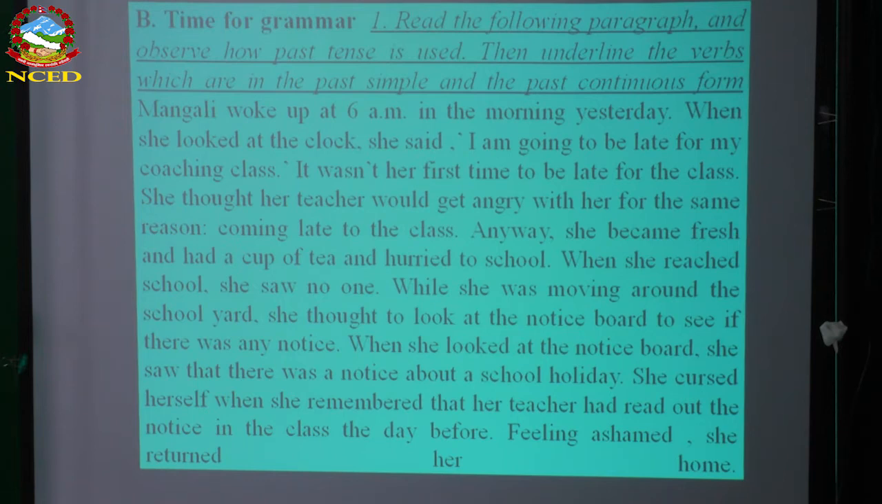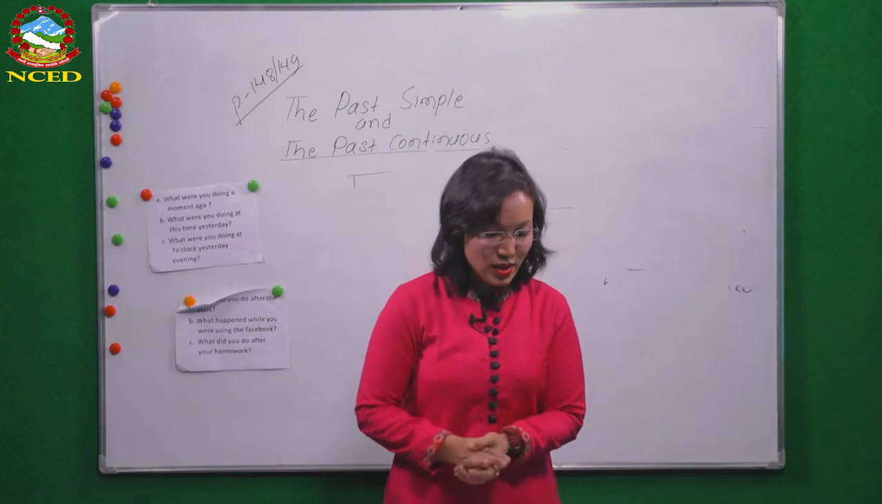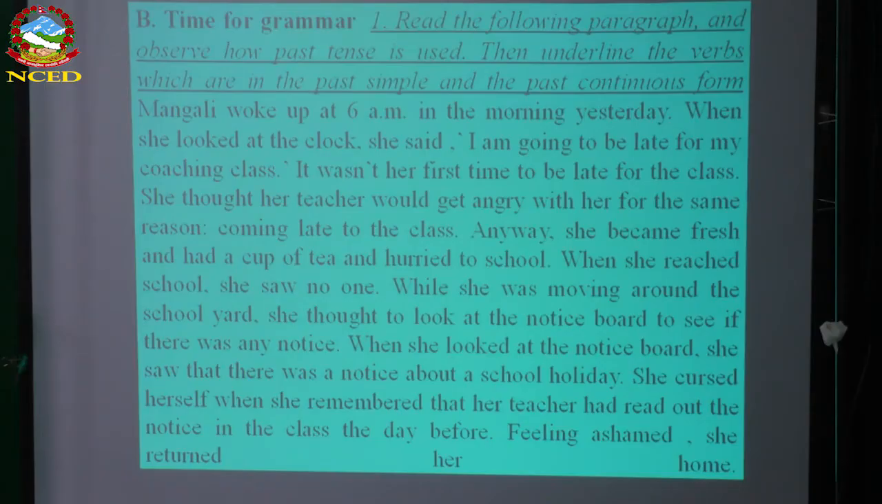Now our exercise tells us to do something more. Read the following paragraphs and observe how the past tense is used, and then underline the verbs which are in the past simple and the past continuous forms. So you have to observe how they are used, means what their uses are, like we did the uses: talking about background events, past events, a series of events, if you remember. Now here is a very funny story about Mangali, a student. Remember you have to do two things: one, underline, and the other, observe how they are used.